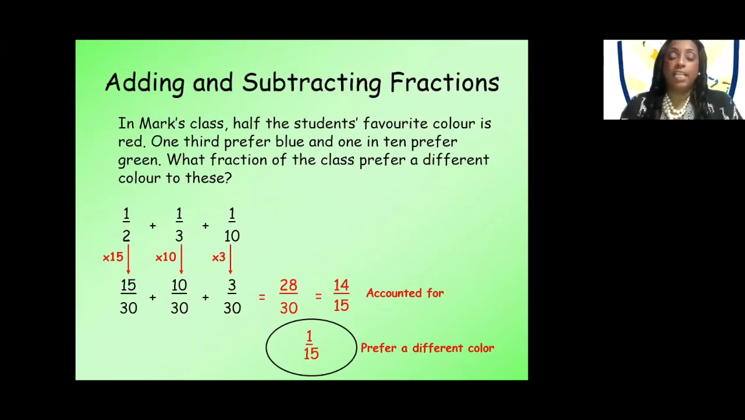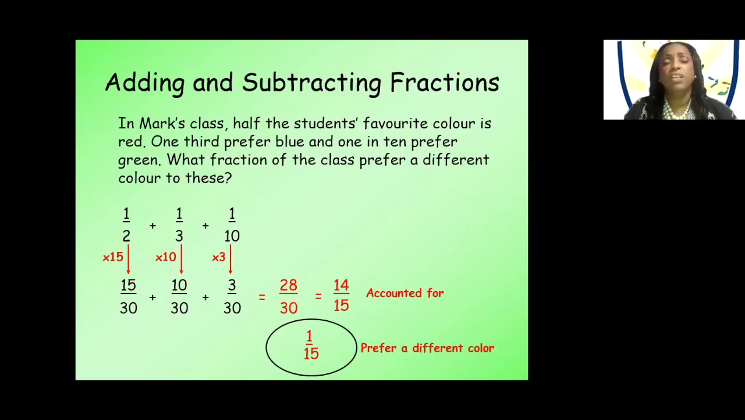You still need to answer this question now. The question is asking you, what fraction of the class prefer a different color? Okay, so 14 over 15 is the portion, or the fraction, of the class that like red. Don't just leave it at that, because you have not answered the question. You have only found out the portion of the class that like red. 14 over 15 like red.